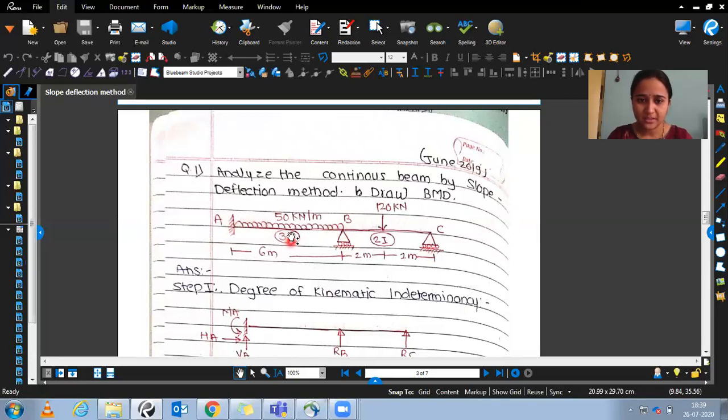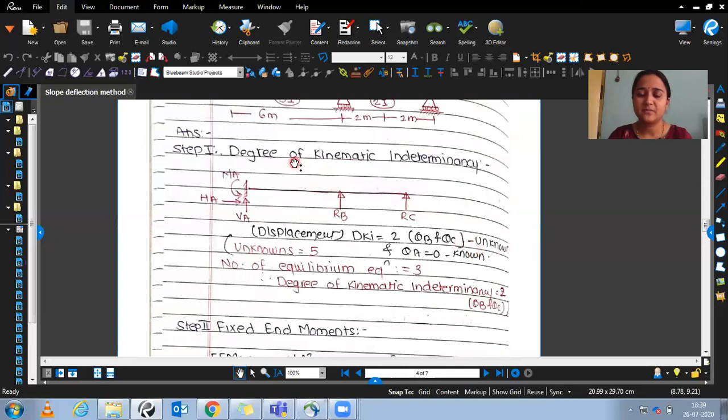AB is loaded with a UDL of 50 kilonewton per meter, and the moment of inertia is 3 times I. Here it is 2 times I in the BC part of the beam, and it is loaded with a centrally loaded point load of 120 kilonewton. Okay, this is our problem statement.